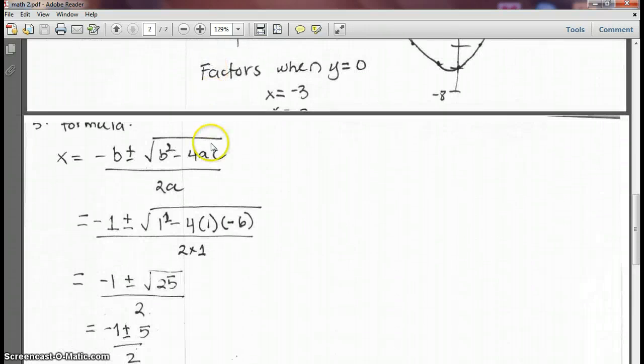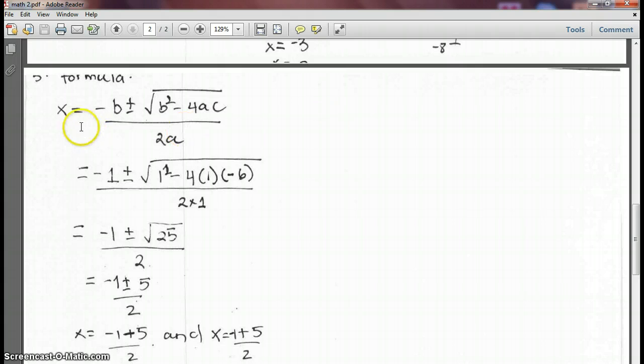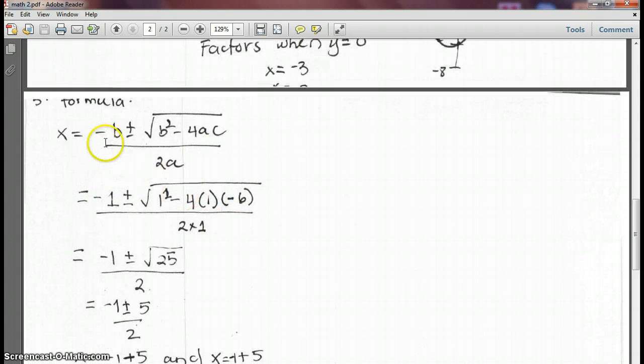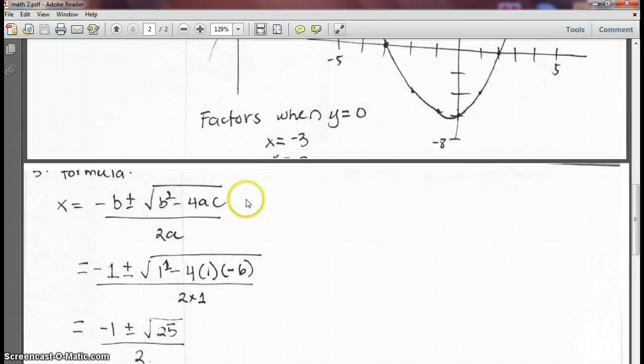The third way we can solve a quadratic equation is by using the quadratic formula. I don't really need to explain how this formula is derived, but I can show you how to use it. What you usually do is write out what a is, what b is, what c is, and then just plug them in here.